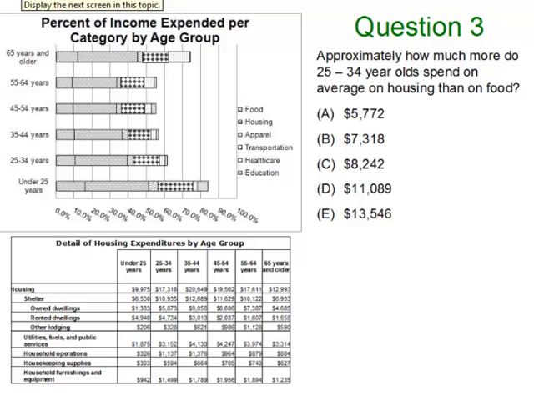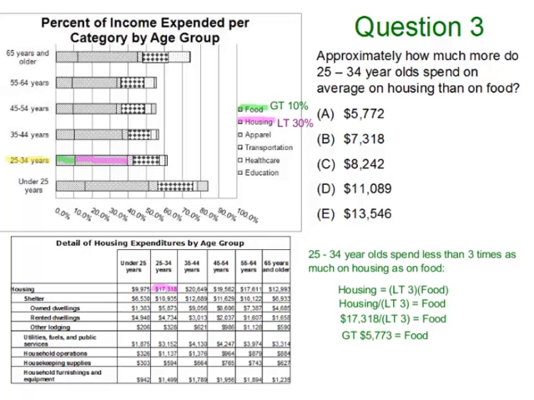We'll still go to the same place to look for that data, but this time I'm not assuming anything, except for the fact that food is more than 10%. We can tell that from the graph, and housing is less than 30% of income expended. All right, but the same kind of shortcut applies. 25 to 34-year-olds spend less than 3 times as much on housing as on food. I'm comparing something short of 30 to something a little higher than 10.